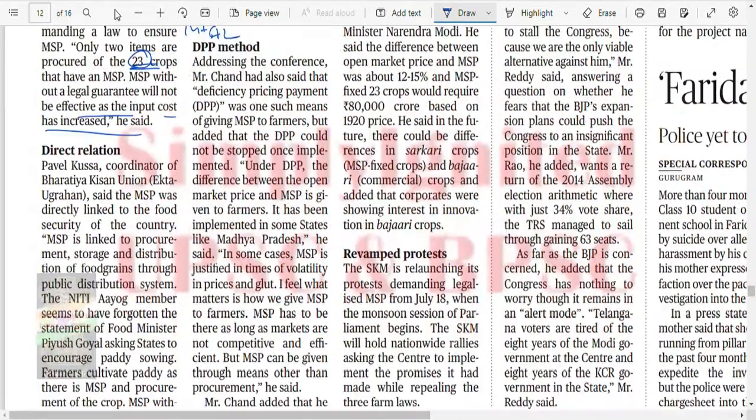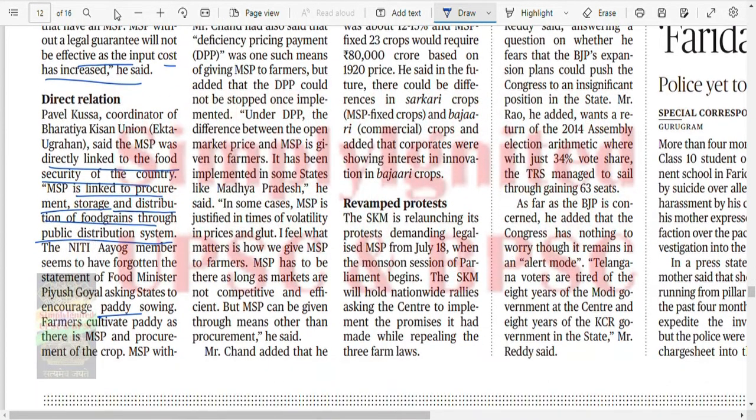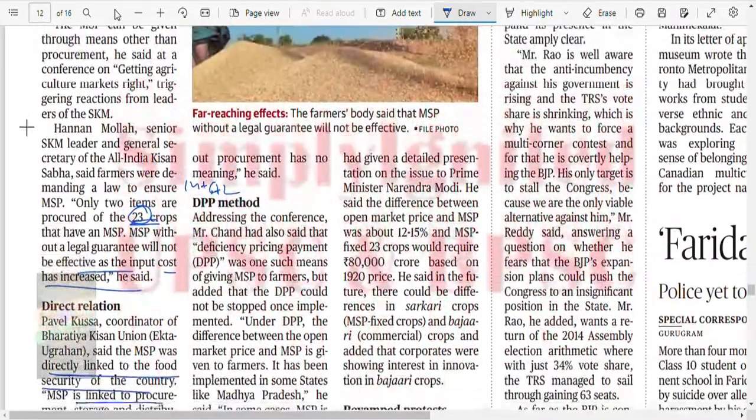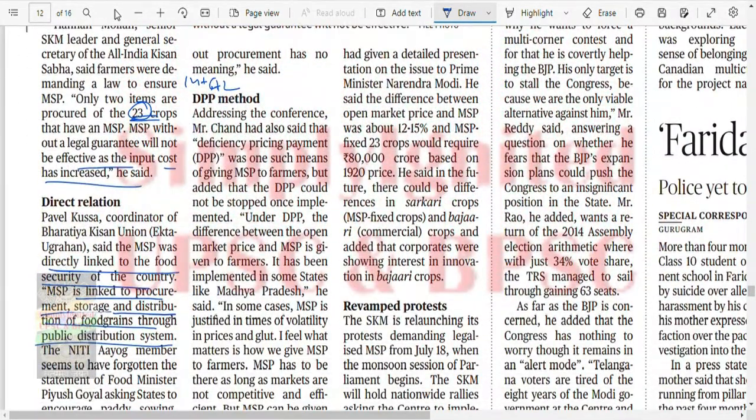Okay, let's see. MSP was directly linked to the food security of the country. MSP is linked to procurement, storage and distribution of food grain through public distribution system. The Niti Aayog members seem to have forgotten the statement of Food Minister Mr. Goyal asking states to encourage paddy sowing. Farmers cultivate paddy as there is MSP and procurement of the crop. MSP without procurement has no meaning.